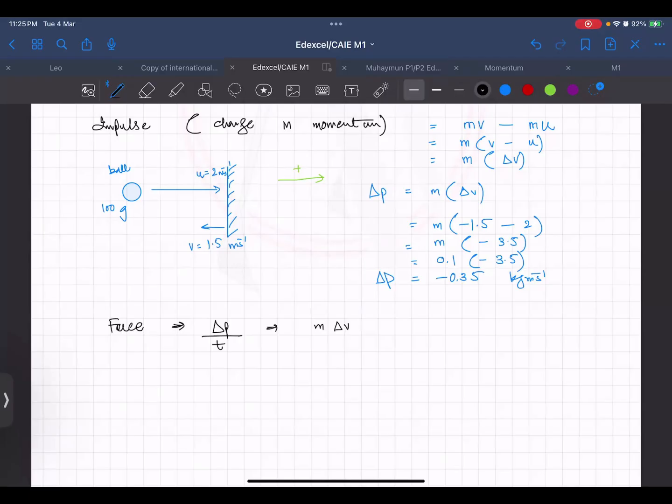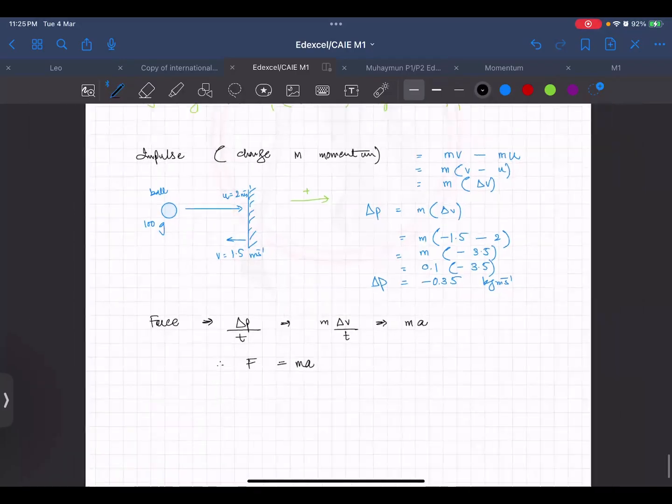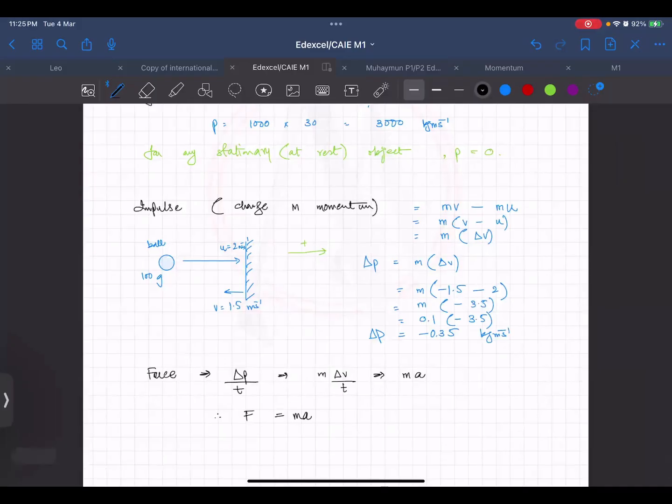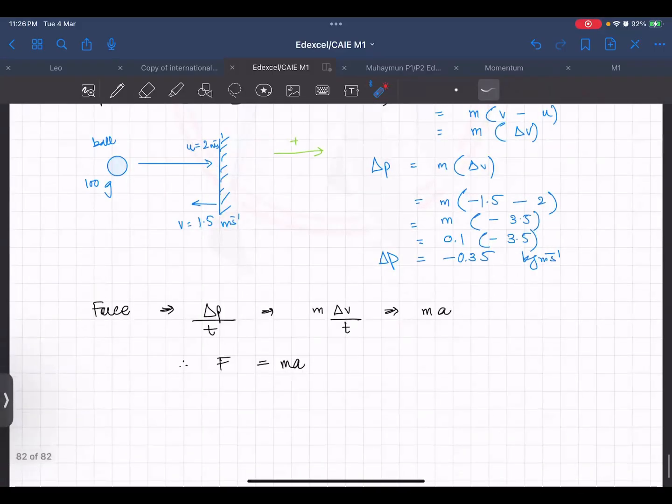M, change in velocity upon time, and change in velocity is what? Acceleration, isn't it? So this means, look, F is equal to ma. This is the same thing. So the actual formula for force is coming in from here, the change in momentum upon time. So let's suppose this collision, the ball went towards the wall and came back. The duration of the collision was, let's suppose, 0.1 second, 0.2 seconds. So they can ask you to find the force exerted on the ball by the wall.